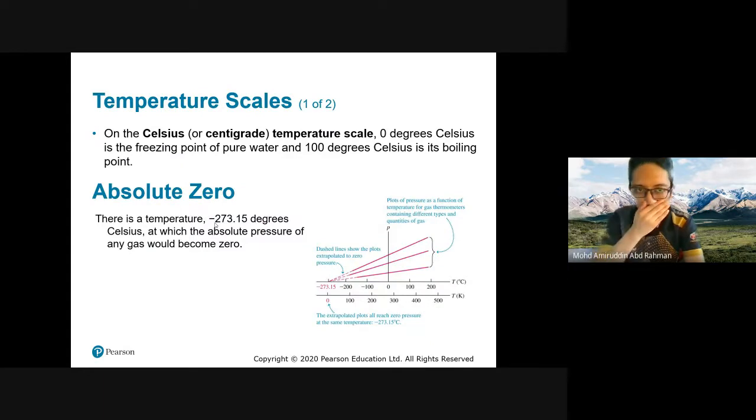On the temperature scale, we usually measure in terms of Celsius. So 0 degrees Celsius is the freezing point of pure water, and 100 degrees is the boiling point of pure water. We have the absolute zero temperature. So what is absolute zero temperature? Absolute zero is at minus 273.15 degrees, at which the absolute pressure of any gas would become zero.